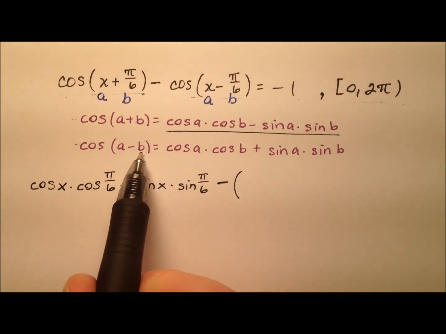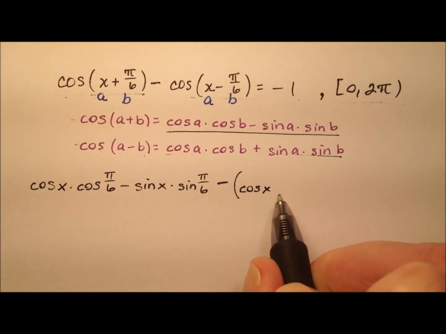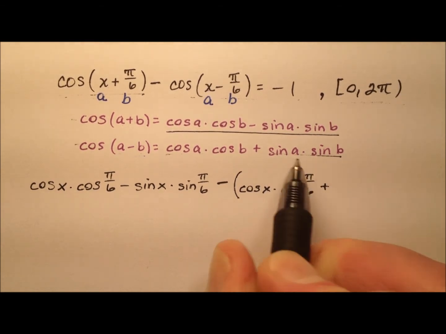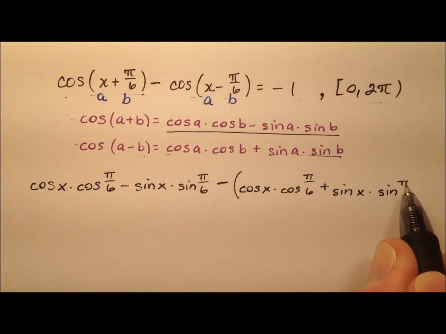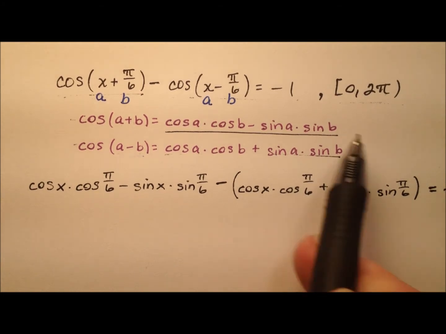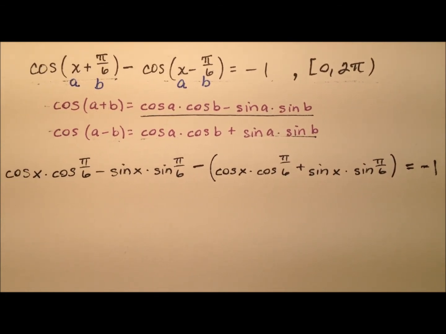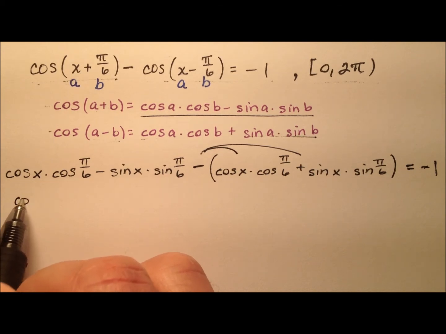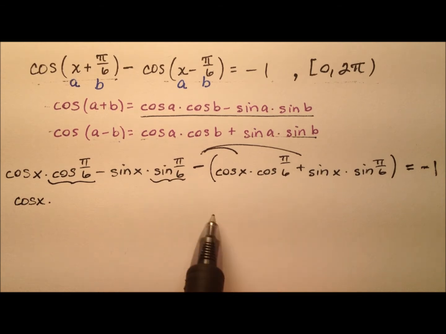Okay, so here we're doing the difference, so the cosine of a, which of course is that x again, times the cosine of pi over 6, plus, in this case, the sine of x times the sine of pi over 6. Close those parentheses up, and that equals that -1 from the right side of the equation. Okay. So let's distribute that negative sign.